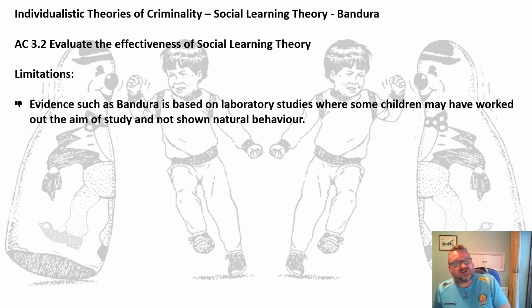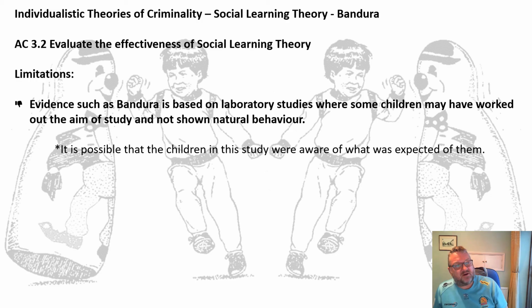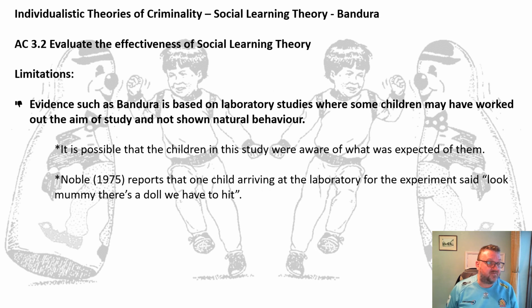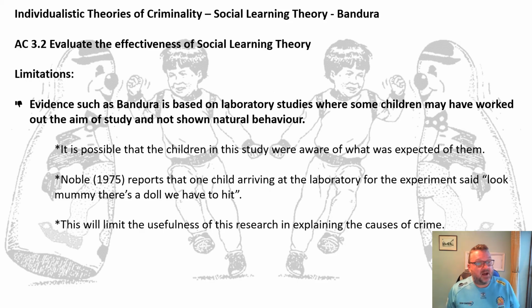The second criticism you can make is the evidence such as Bandura, because it's based on laboratory studies, some children may have worked out the aim of the study and not therefore shown natural behaviour. So it's possible that the children in the study were aware of what was expected of them. Noble in 1975 reports that one child arriving at the laboratory for the experiment said, "Look, mummy, there's a doll we have to hit." That sort of rather skews the results. And this would therefore limit the usefulness of this research in explaining the causes of crime.